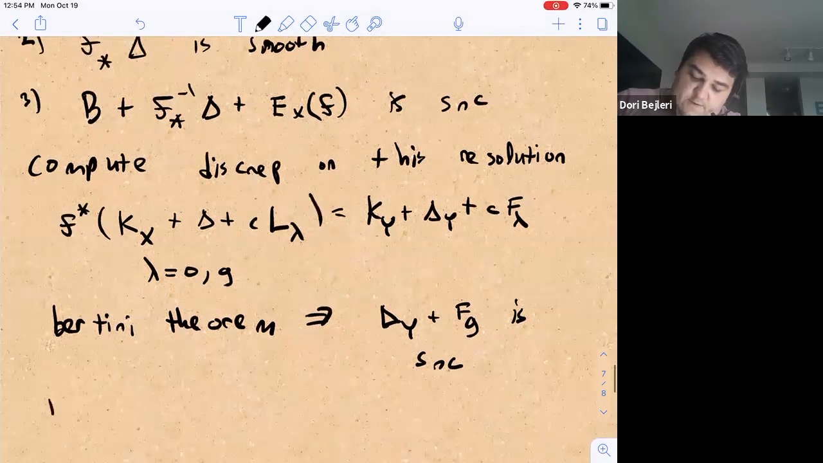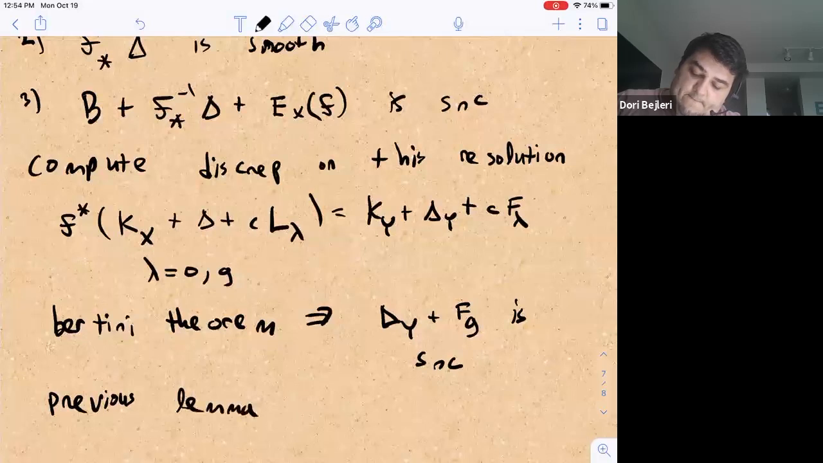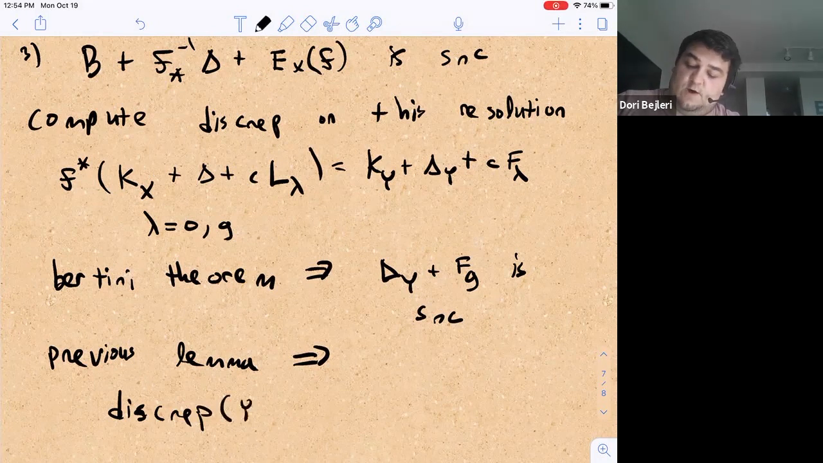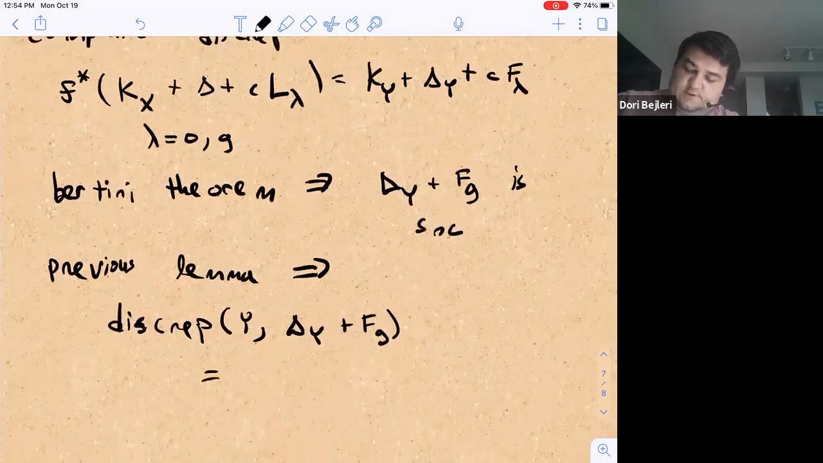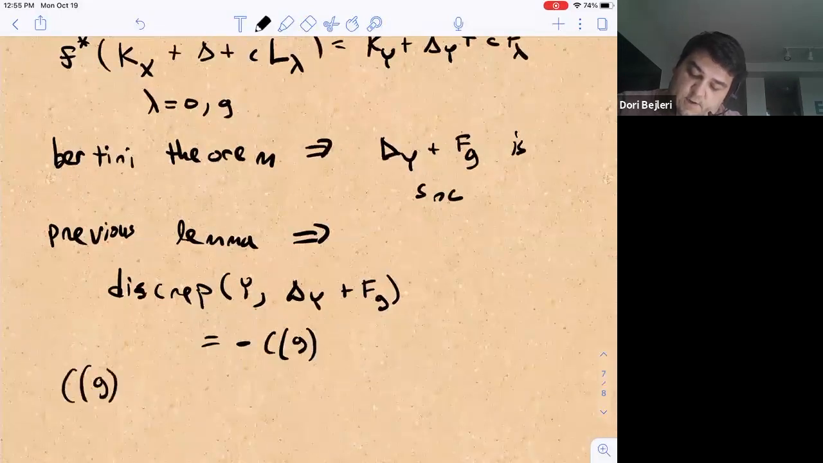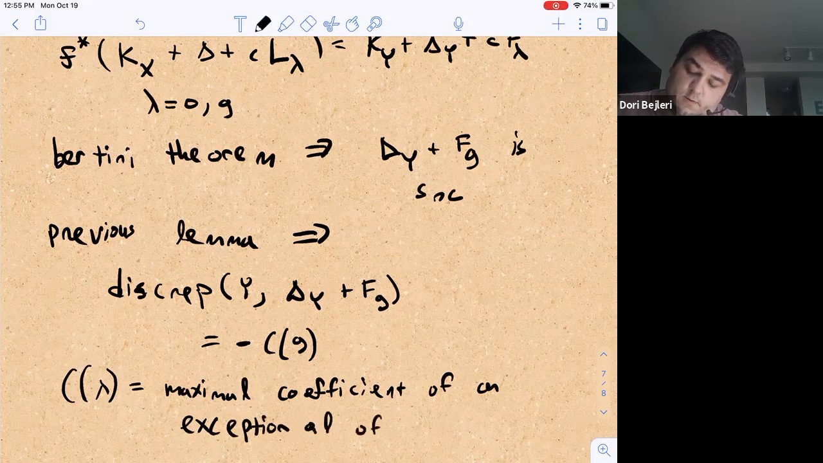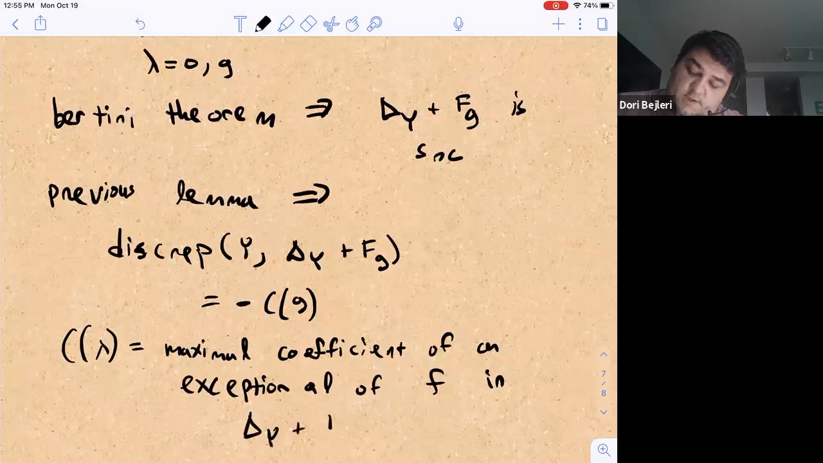So now our previous lemma, or the previous observation about simple normal crossings pairs, implies that the discrepancy of Y, delta Y plus FG, we can compute this as minus the maximal coefficient. Let me give a notation. Let's say C of lambda is the maximal coefficient of an exceptional divisor inside this delta Y plus f lambda.